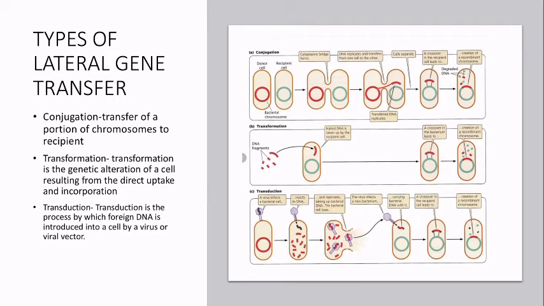As we see, transformation is the genetic alteration of a cell resulting from direct uptake and incorporation. So here we see DNA fragments incorporating itself into the new DNA, and the recipient cell changes its DNA completely. Transduction is the process by which foreign DNA is introduced into a cell by a virus or viral vector.